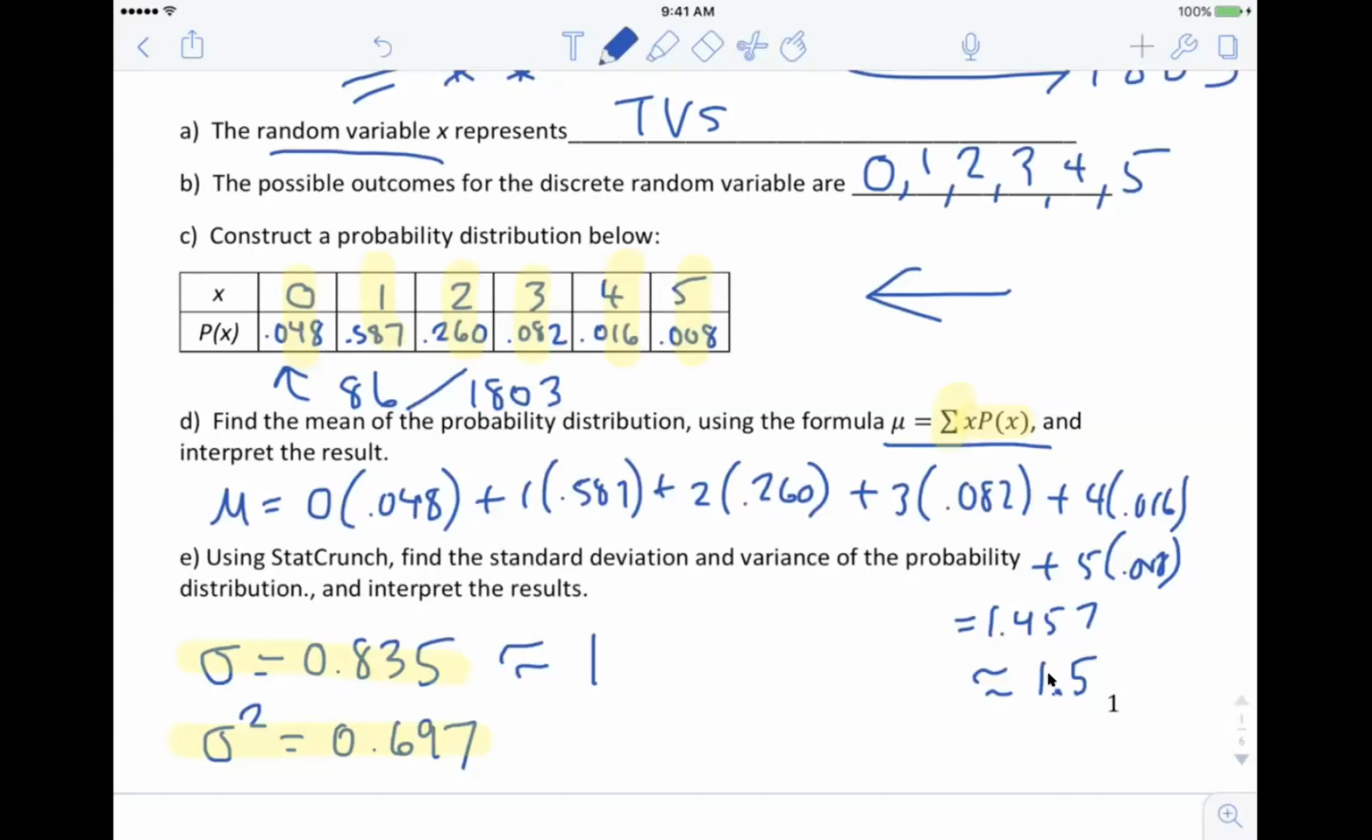Okay, so there you are. We're off and running with probability distributions. Next up on the list is expected value, which I'll do in the next video.